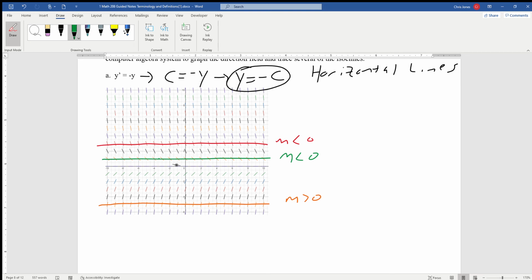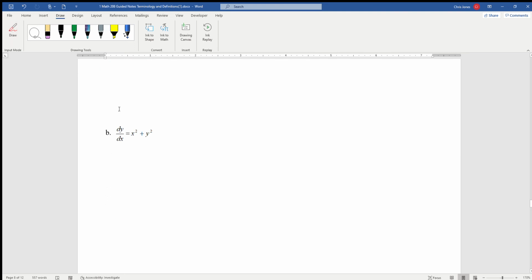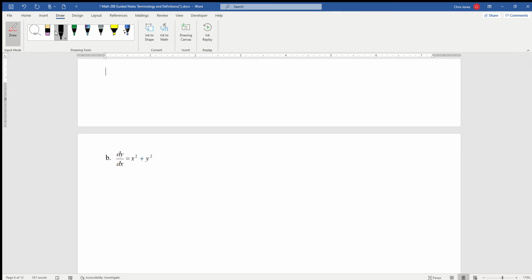A second example that's not necessarily linear. This time we have dy/dx equals x squared plus y squared. If I go through and set that equal to c, we have c equals x squared plus y squared, and what is that family? Well, we know that that's going to be a family of circles. So this is a circle.